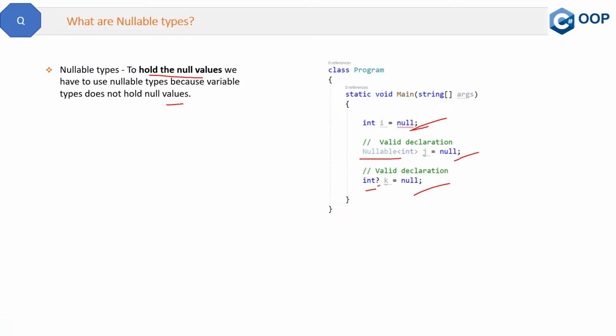So basically, wherever you have seen this question mark, it is nothing else but in order to store the null values, this question mark has been used. Now let me show you the same thing in the code also.